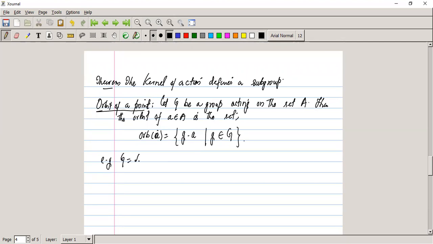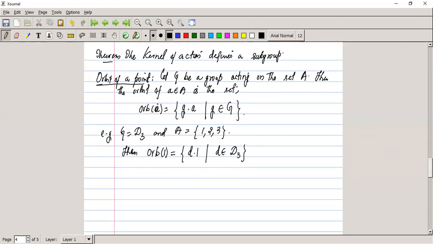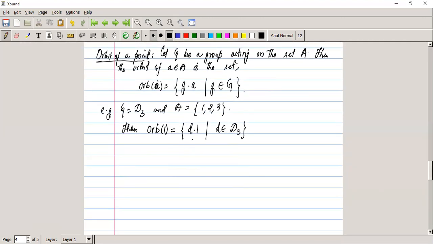let G be equal to D3, and suppose A is the set {1, 2, 3}. Then we have a group action. Let us compute the orbit of 1. Then orbit of 1 is equal to {d(1) such that d belongs to D3}. Now there are 6 elements in D3, and we have to see what are the actions of the elements of D3 on this fixed point 1.